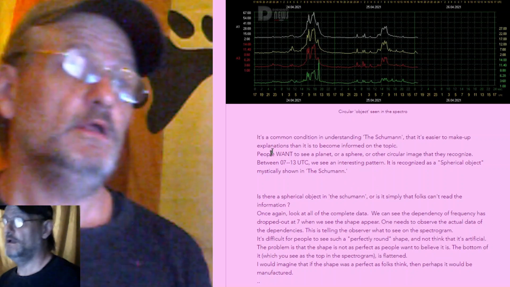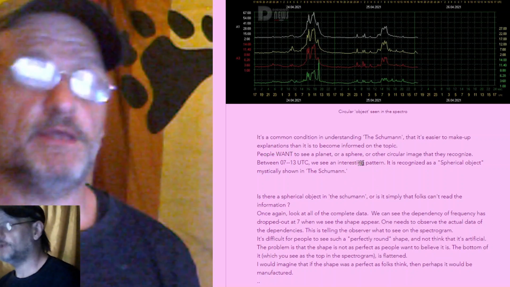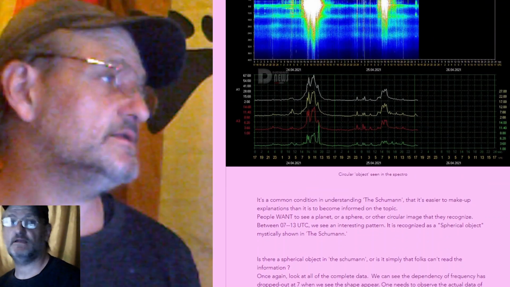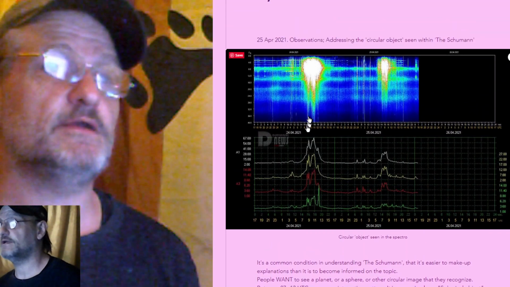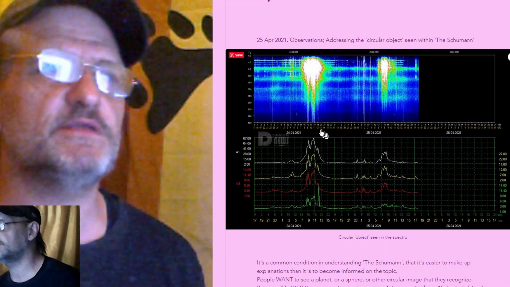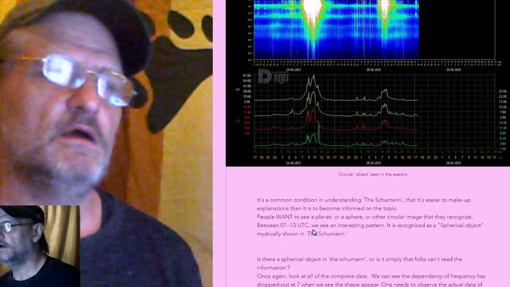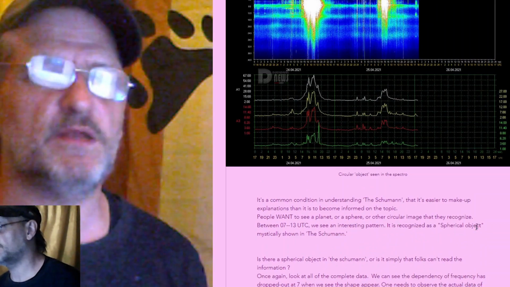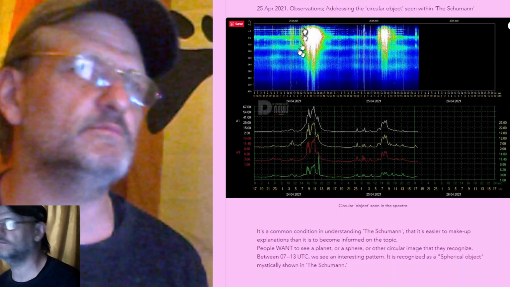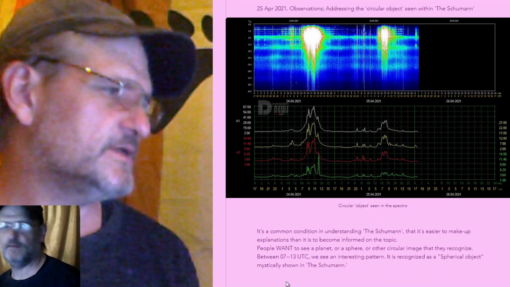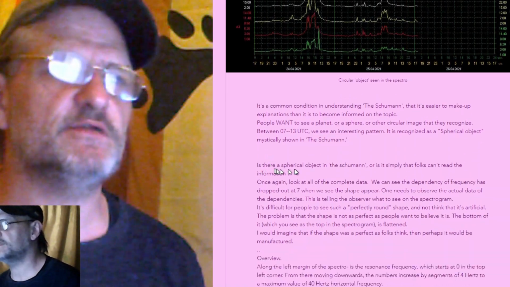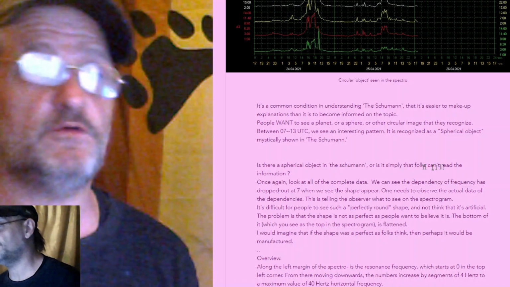Okay. So as I say here, people want to see a planet or sphere. It's part of pattern recognition. I understand that. Between UTC 7 and UTC 13, we see an interesting pattern. It's been called a spherical object in the Schumann. All right, so mystically, magically, in there it became a sphere. So is there a spherical object in the Schumann, or is it simply that folks can't read the information?